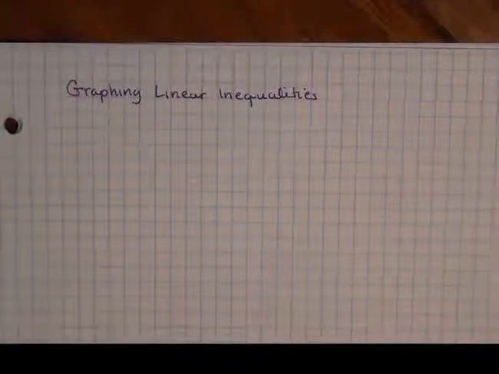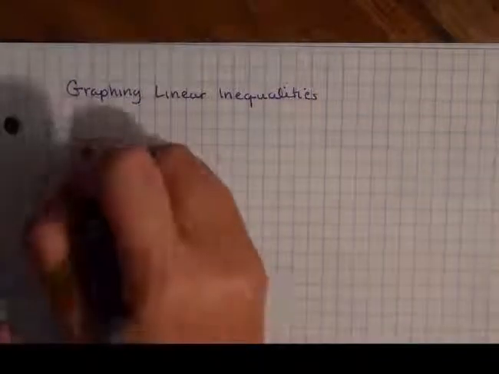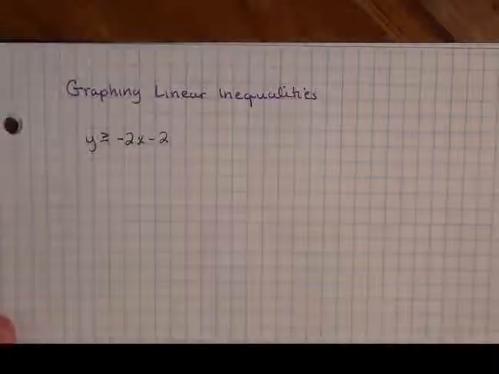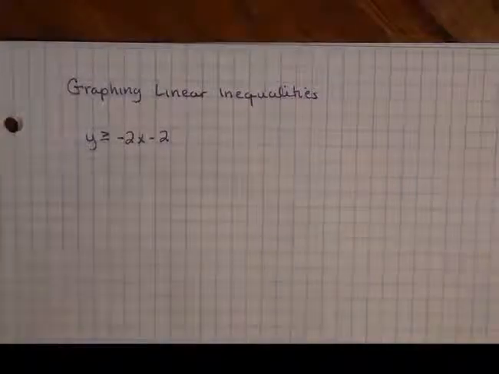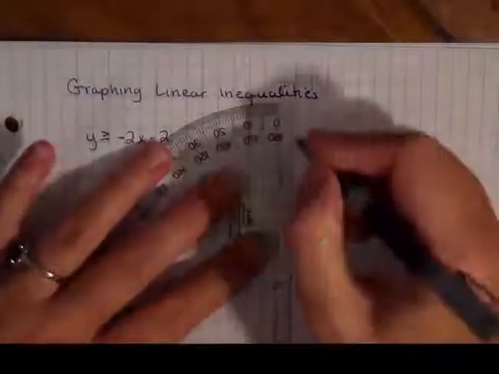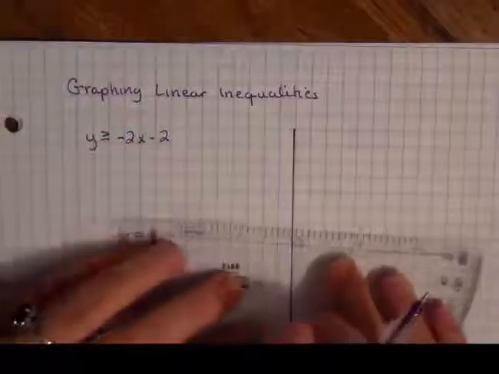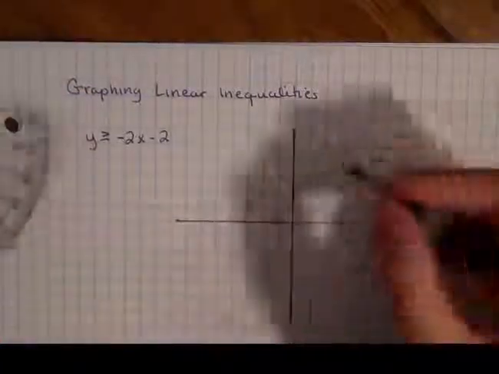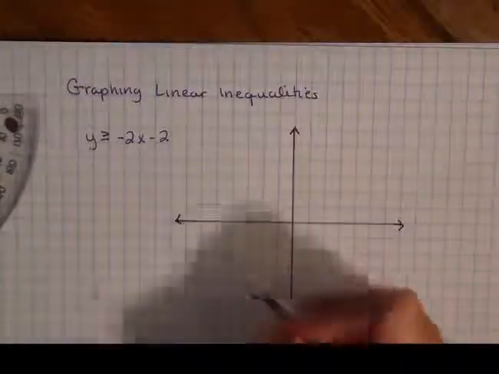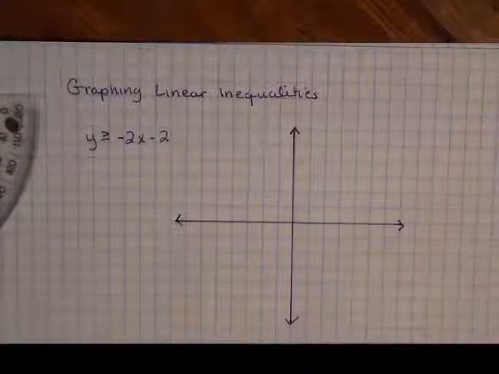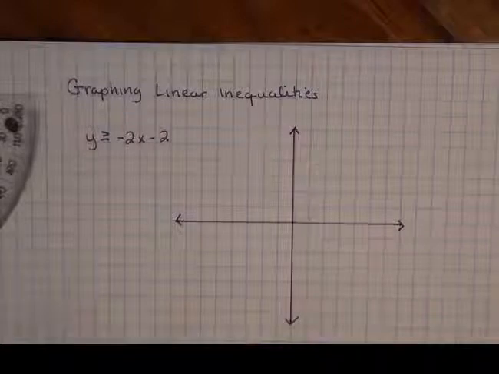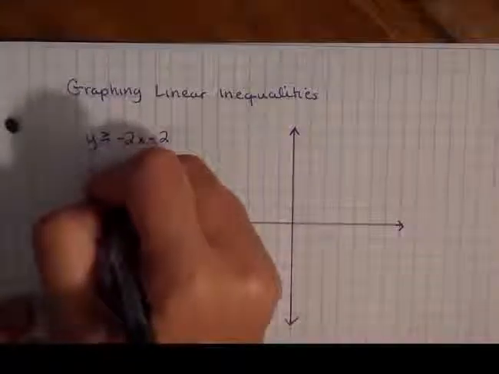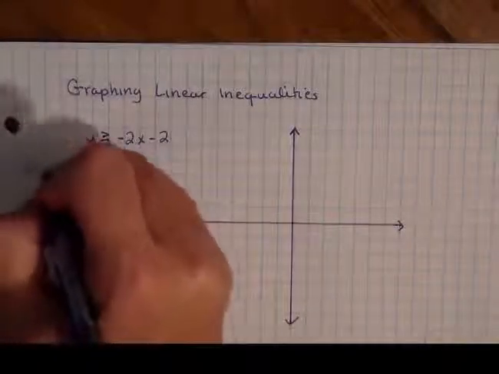So the first thing we need to do is have an inequality to graph. I'm going to start with one that's already in the y equals mx plus b format, just to make it simpler to start with. We'll make our coordinate plane. And what line we're actually going to be graphing is the relative equation. The relative equation of y is greater than or equal to negative 2x minus 2 is y is equal to negative 2x minus 2. We're going to graph this line.